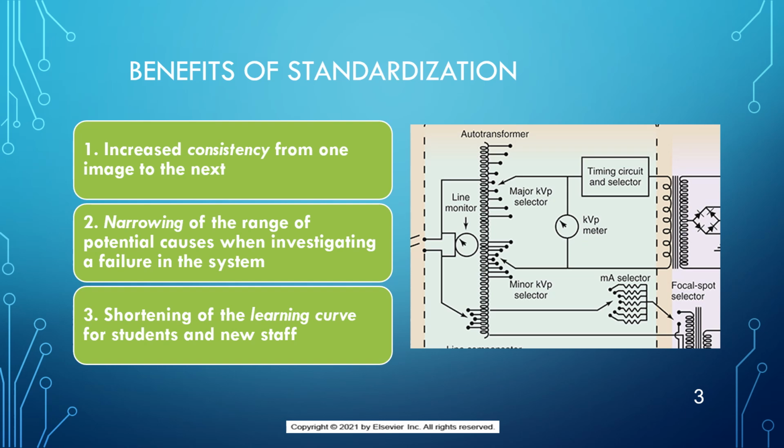And so that variance and inconsistency of technique can mask subtle flaws in the imaging system that could be fixed. Okay? And so it's easier to narrow down a potential repair or figure out that a machine needs repair when techniques are more consistent across all staff.